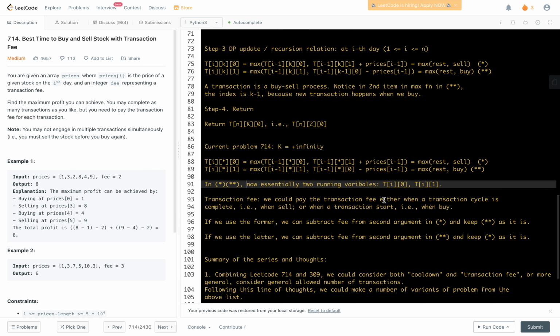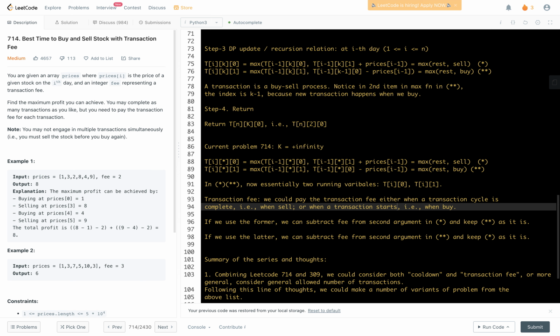Secondly, the transaction fee. The transaction fee actually is very simple to incorporate. We could pay the transaction fee either when a transaction cycle is complete, in other words, when we sell, or when the transaction starts, in this case, when we buy, right? If we use the former, we could subtract the fee from the second argument in the first equation and keep the second equation fixed. Otherwise, we can subtract the fee from the second equation when we buy a stock.